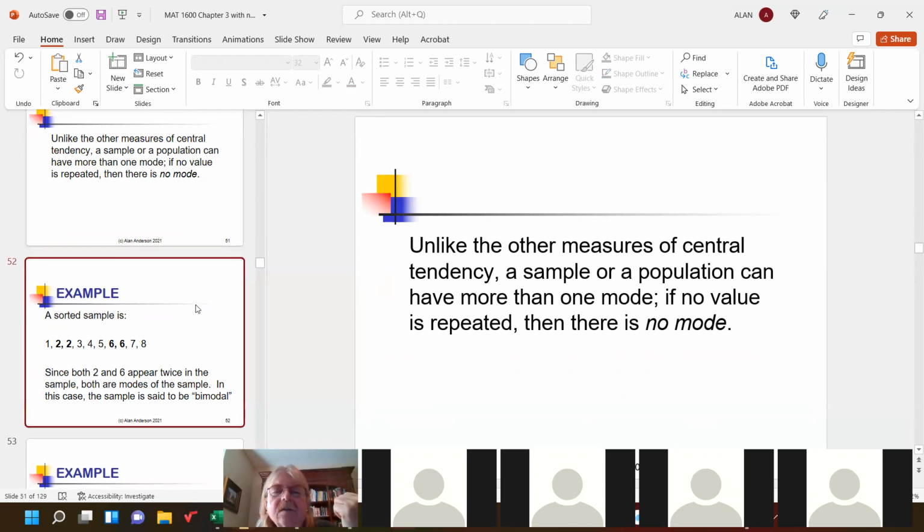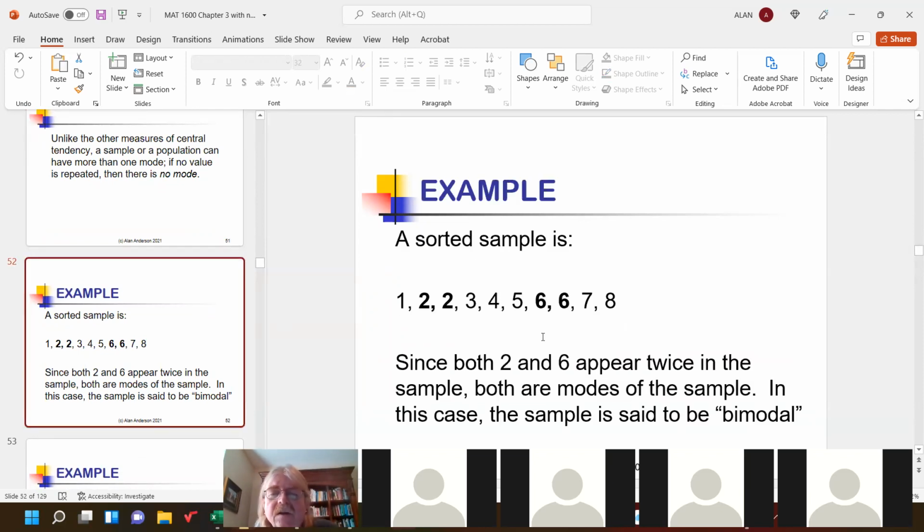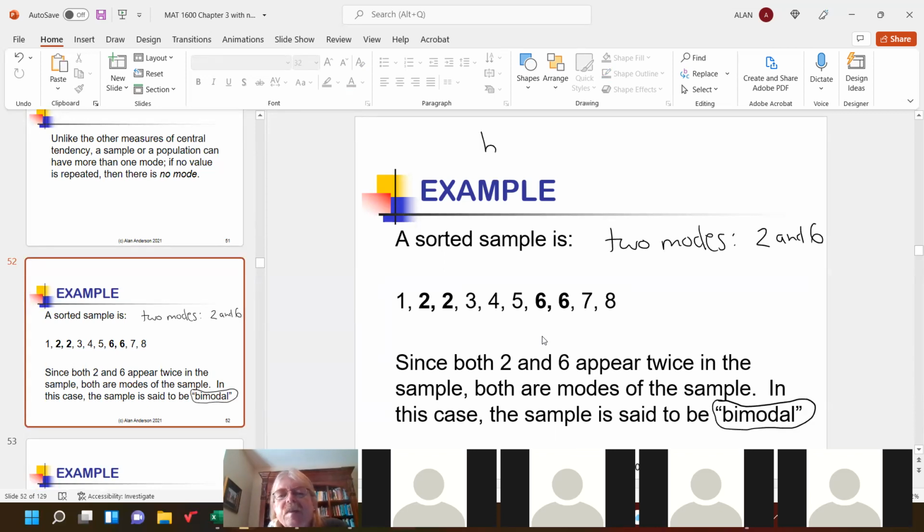So let me show you a case like that. Here's a sorted sample, and you'll notice that 2 and 6 are both repeated twice, which means that both of these are the mode. So 2 modes, 2 and 6. And not only that, but this is a special case. We have a special name reserved for these cases. It's called bimodal because, of course, the prefix bi means 2. And so if we had 3 modes, it would be trimodal. After that, I'm not sure. We'd have to look those up. But tri and bi are pretty clear.